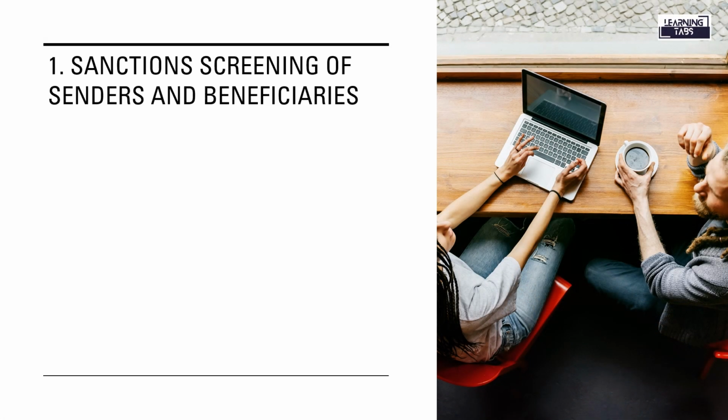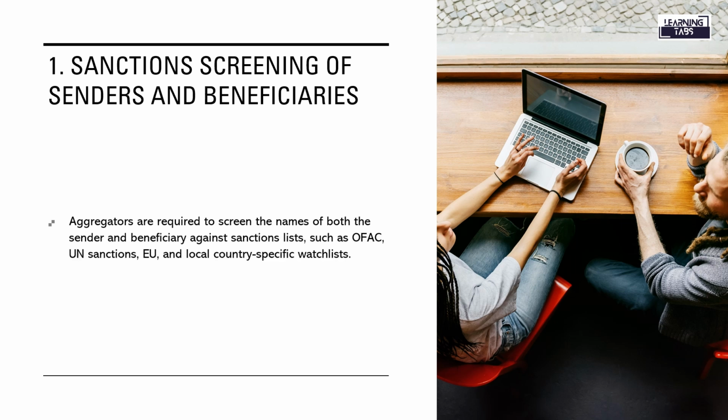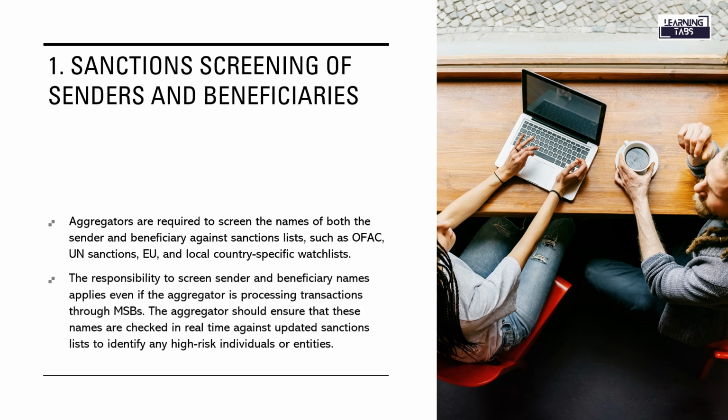Number 1. Sanctions screening of senders and beneficiaries. Aggregators are required to screen the names of both the sender and beneficiary against sanctions lists, such as OFAC, UN sanctions, EU, and local country-specific watchlists. The responsibility to screen sender and beneficiary names applies even if the aggregator is processing transactions through MSBs. The aggregator should ensure that these names are checked in real time against updated sanctions lists to identify any high-risk individuals or entities.